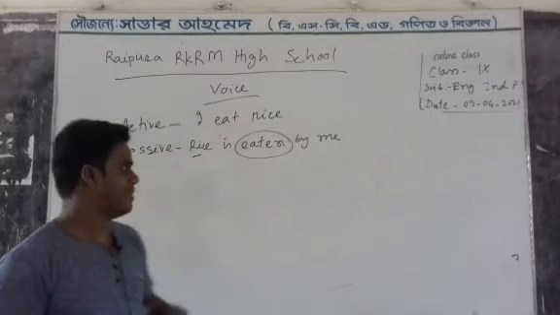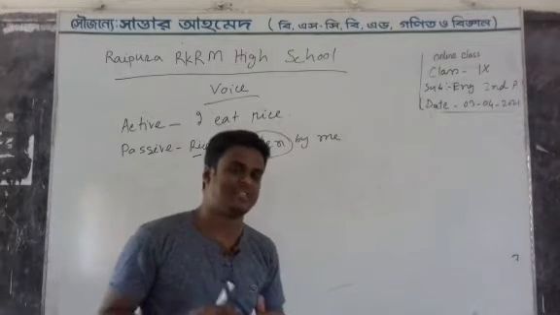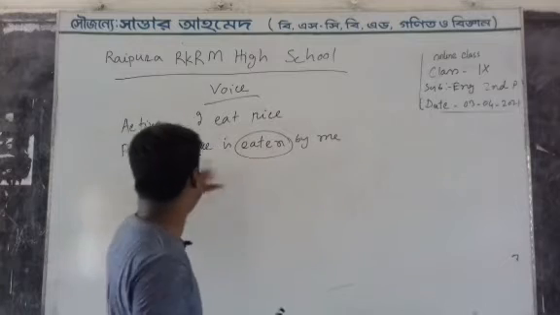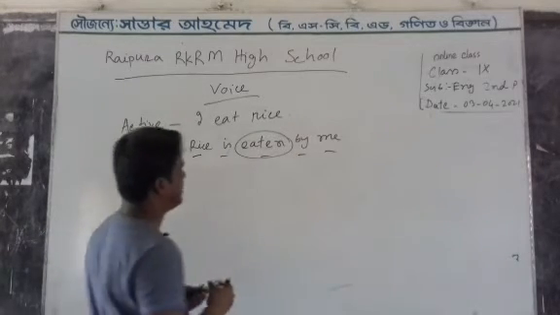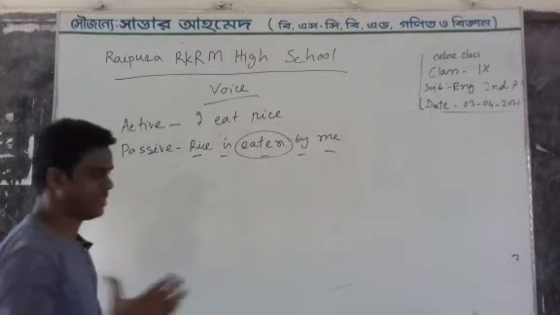Sentence from active to passive, and this is very simple. There are 5 basic rules of changing voices. If you look at this passive sentence, you can see here are 5 words. So what is the rule?